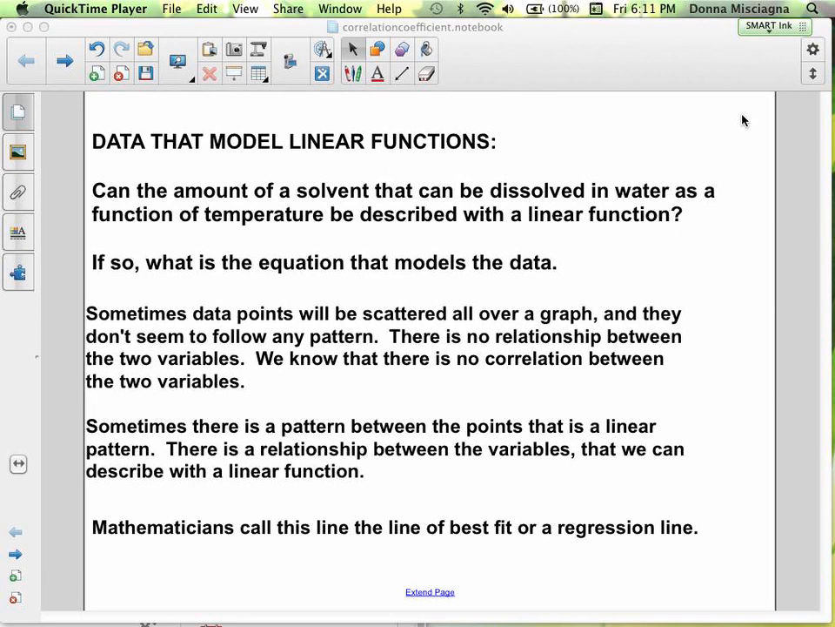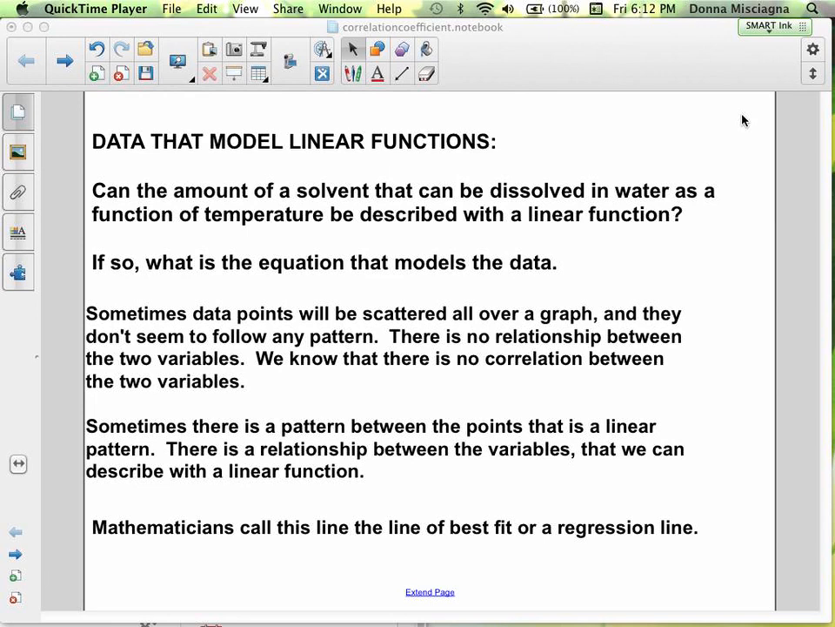Sometimes data points will be scattered all over a graph and they don't seem to follow any pattern. There's no relationship between the two variables. We know that there's no correlation between the two variables. Sometimes there's a pattern between the points that is a linear pattern. There's a relationship between the variables that we can describe with a linear function. Mathematicians call this line the line of best fit or a regression line.